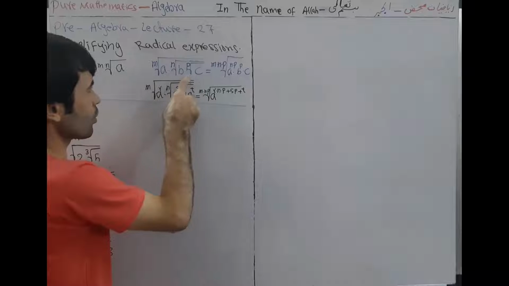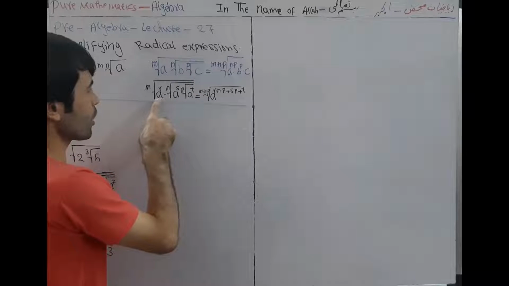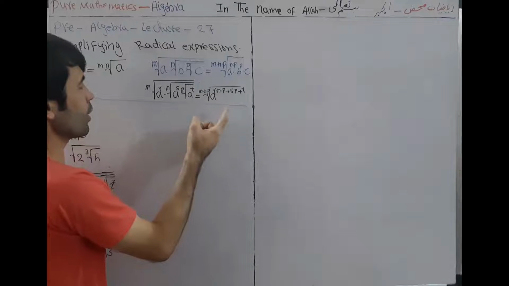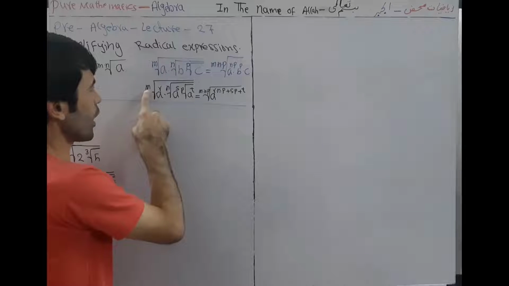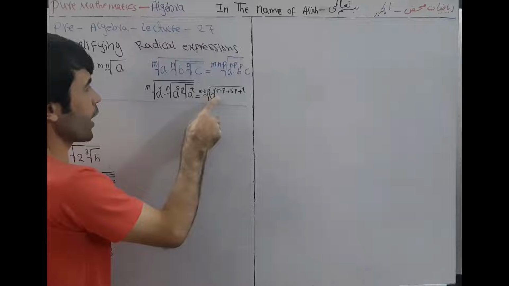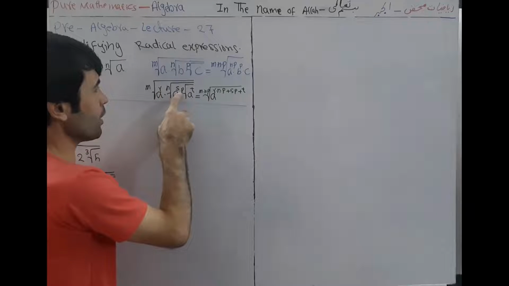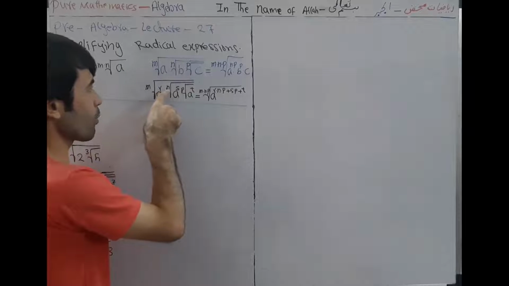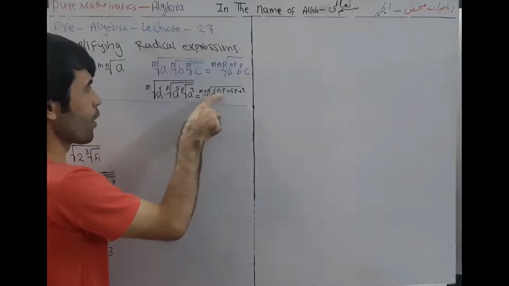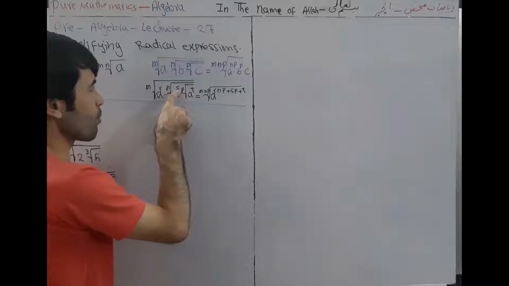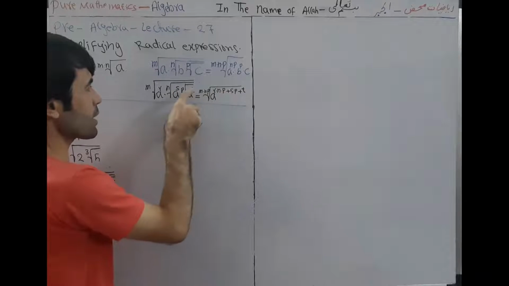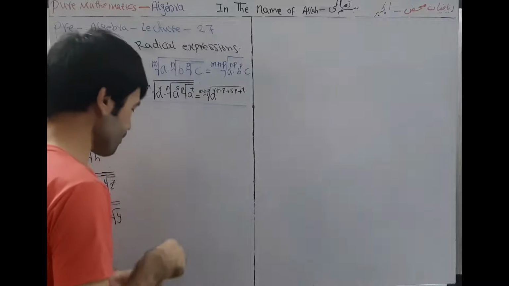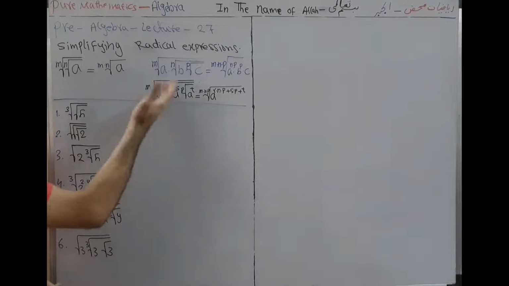If these bases are equal, B equal A, then what happened? It is equal to m multiplied by n by p root of A to the power r multiplied by n by p, its exponent multiplied by this index and this index, plus its exponent multiplied by the next index p, plus A to the power t. Now we want to solve this question according to this rule.